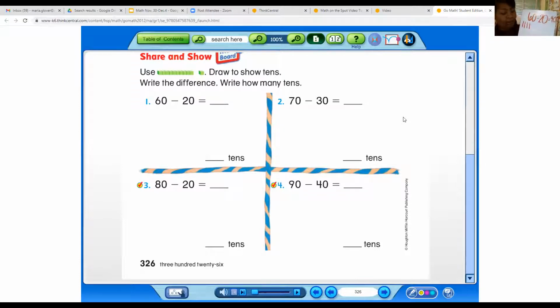How many tens do I have? 1, 2, 3, 4. I have 4 tens. Let's do one more. Let's do number 2. This time I have 70 and I'm taking away 30. 70 minus 30 equals. So remember, I have 70 and I'm going to take away 30. So I have 70, so I'm going to draw the first number. 10, 20, 30, 40, 50, 60, 70. And I'm going to take away 30.